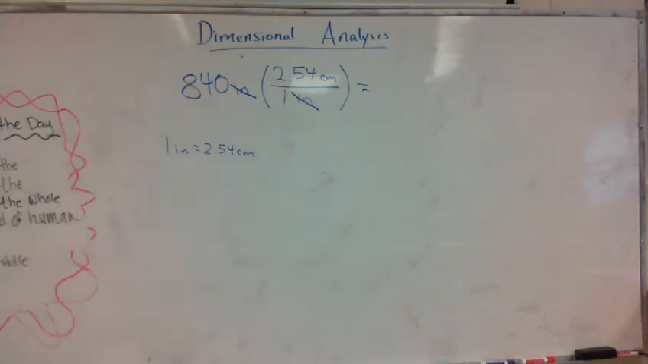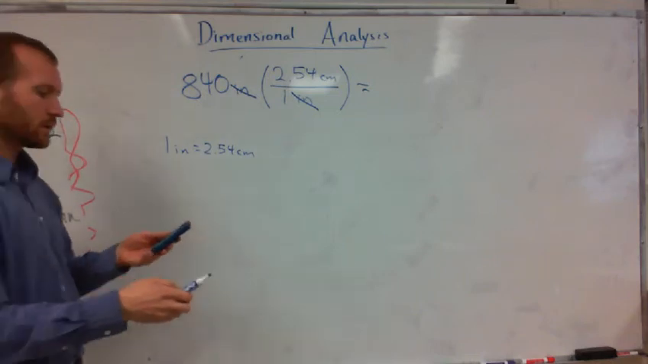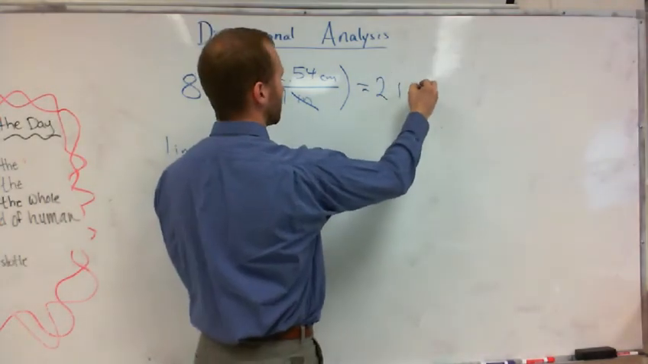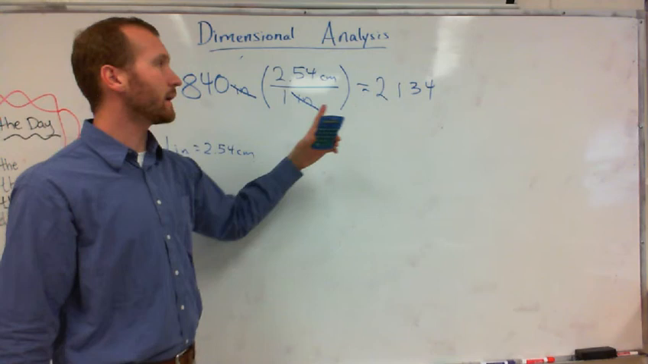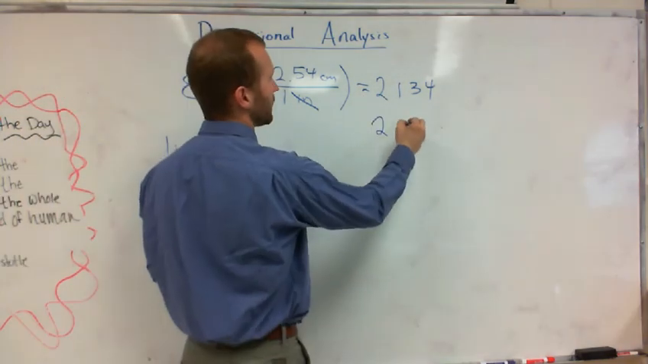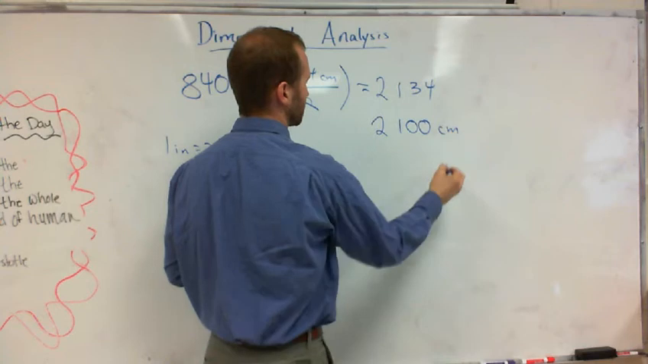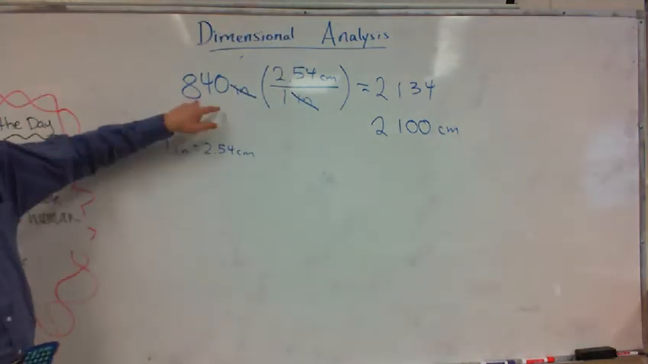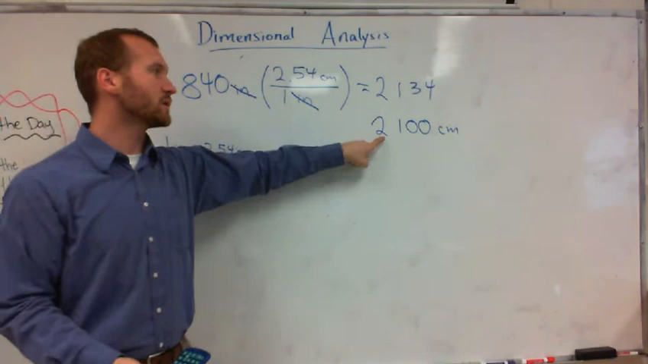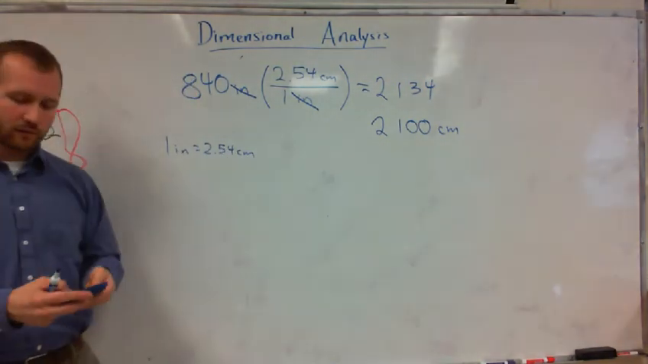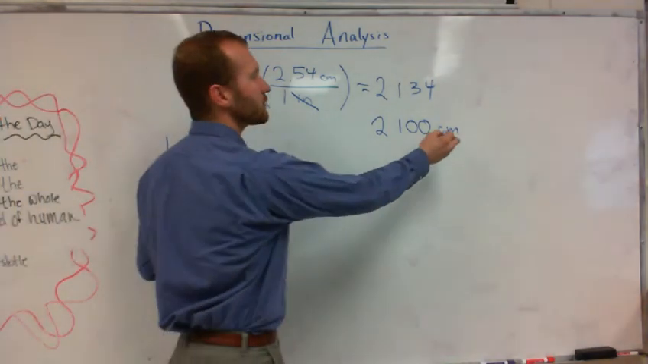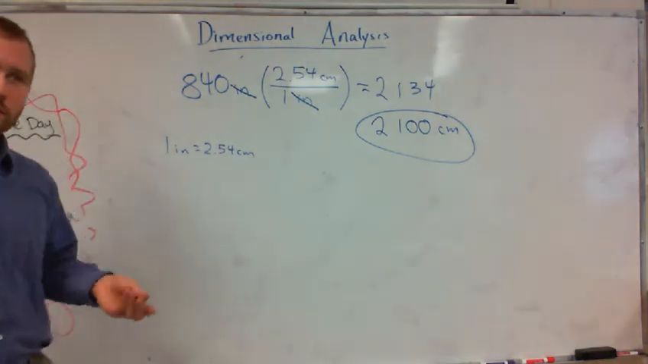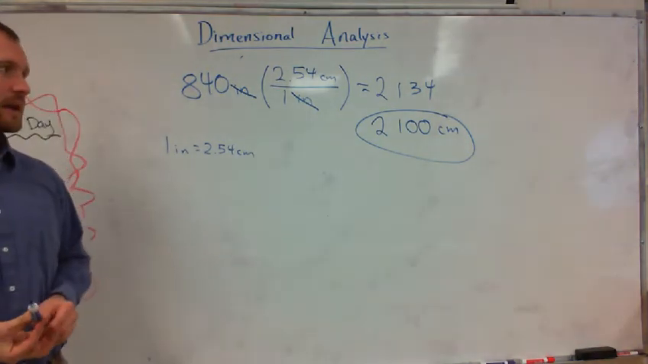840 times 2.54 equals 2,134. Now, I have more numbers here than I did here. So I would actually write this as 2,100 centimeters. Now I have 2 numbers here, an 8 and a 4. And I have 2 numbers here, a 2 and a 1. I'm simplifying the rules for significant figures. You'll learn more about significant figures later on. But if you just remember the same number of numbers, that's a good way to start out with significant figures. Have the same number of numbers.